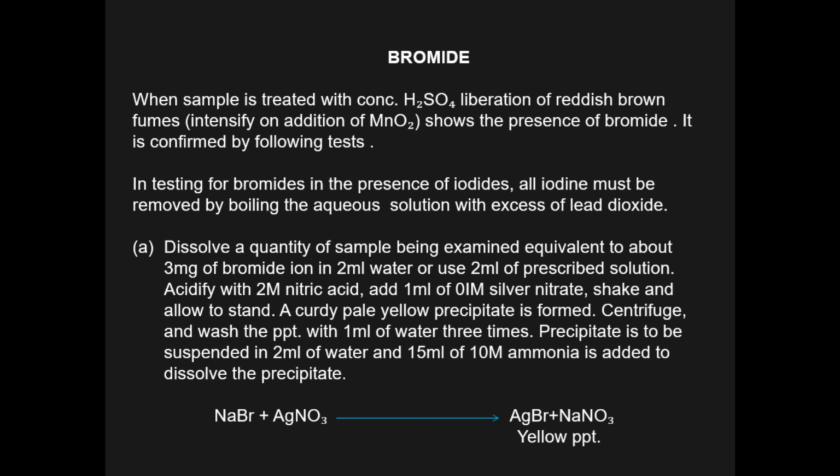Centrifuge and wash the precipitate with 1 ml of water 3 times. The precipitate is suspended in 2 ml of water and 15 ml of 10 molar ammonia is added to dissolve the precipitate. Here, sodium bromide reacts with silver nitrate to give silver bromide, a yellow precipitate, and a molecule of sodium nitrate.